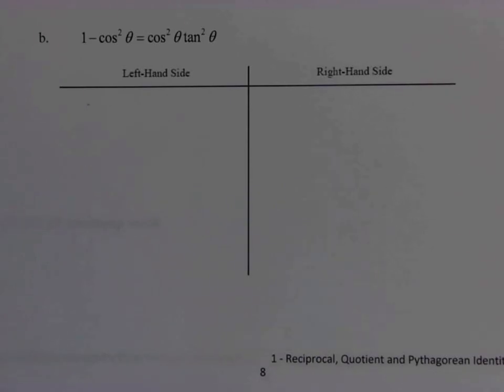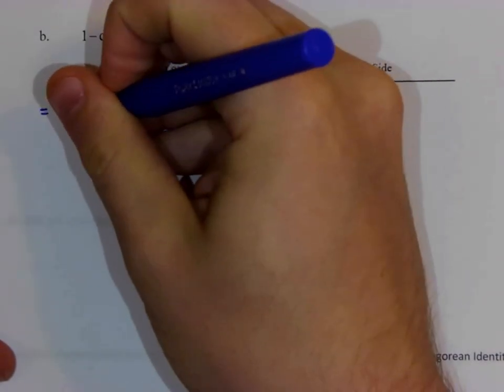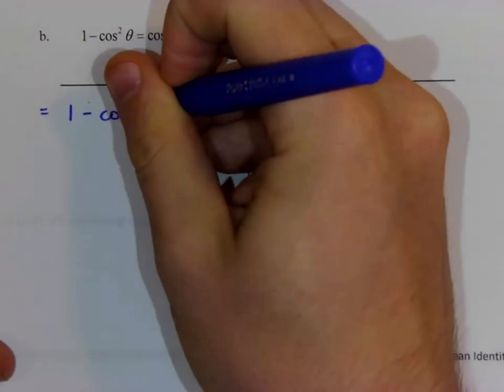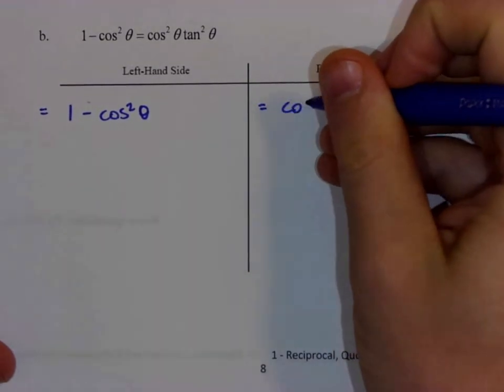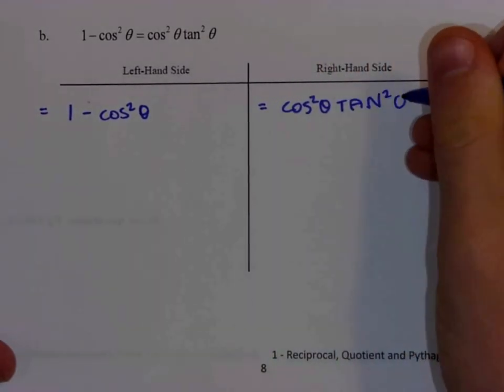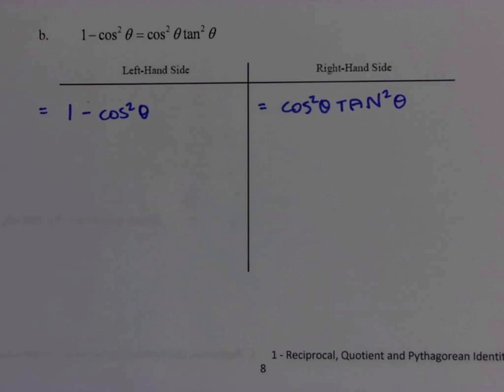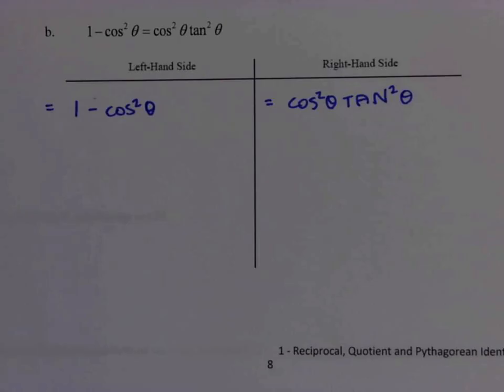these questions. So on the left-hand side, we have 1 minus cos squared theta. And then on the right-hand side, we have cos squared theta times tan squared theta. Now, one of the tricks or hints that it tells us in solving identities is it's probably a good idea to start on the more complicated side of the identity.